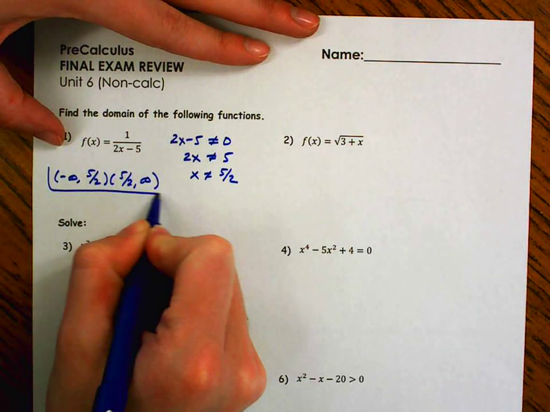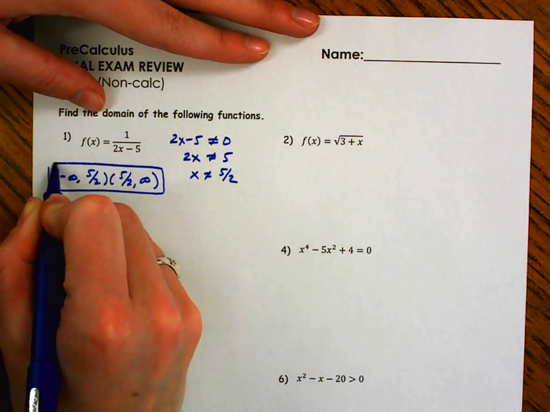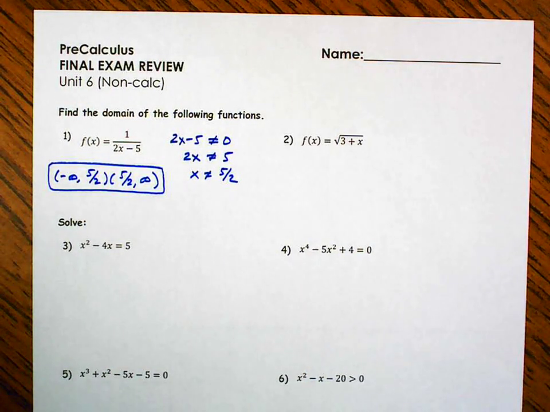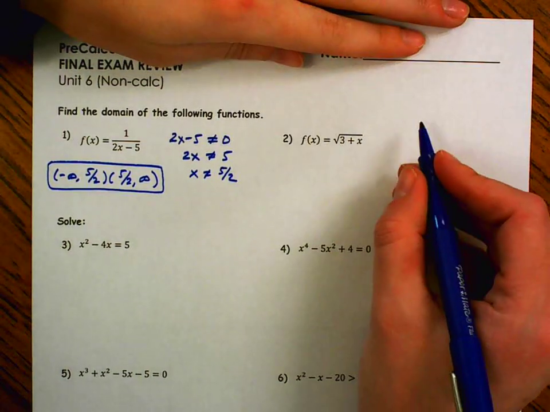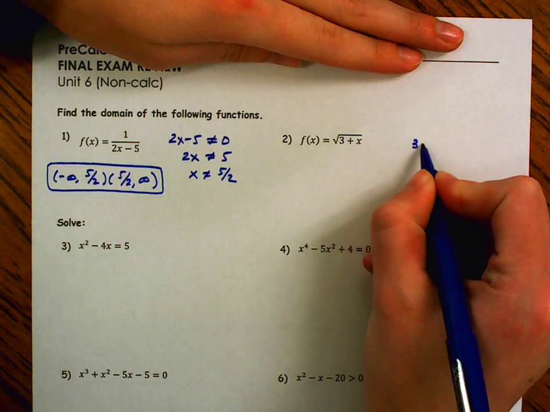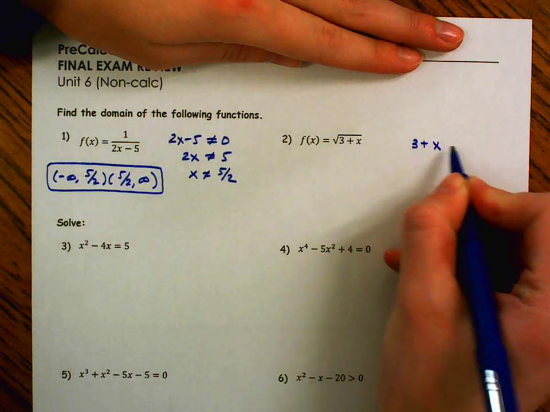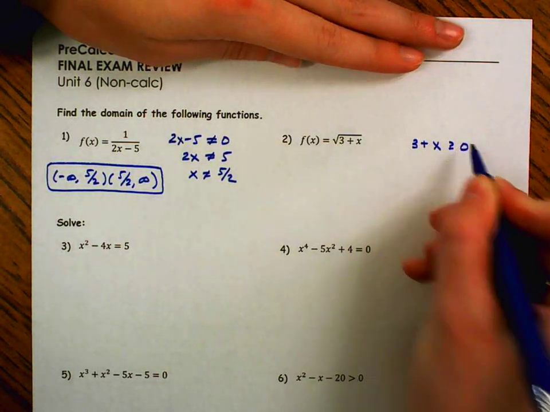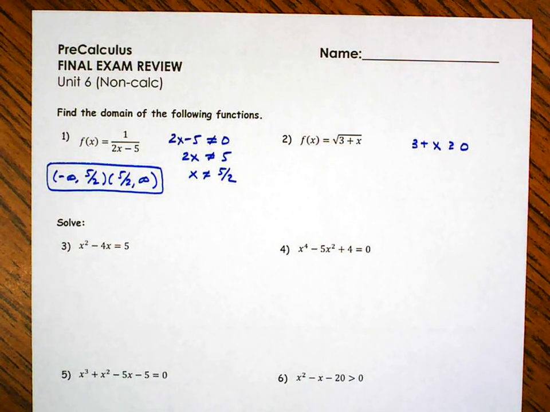So the only problem was dividing by 0. There was only one place that happened, so my domain is everything except for that value. For number 2, I have a square root. We don't have any denominator now, so I don't have to worry about dividing by 0, but I can't take the square root of a negative. So that means that the inside has to be greater than or equal to 0. Well, 0 is okay because the square root of 0 is 0, and I'm not dividing by it, so I'm going to do greater than or equal to 0.